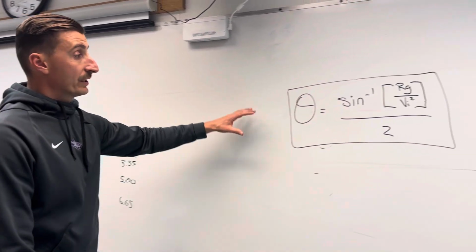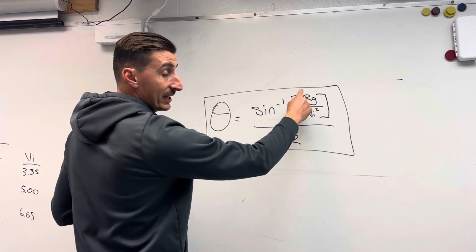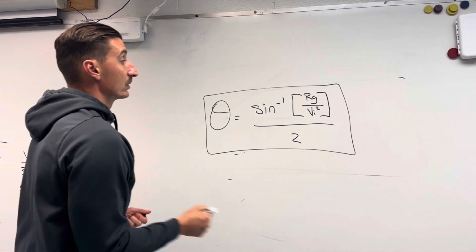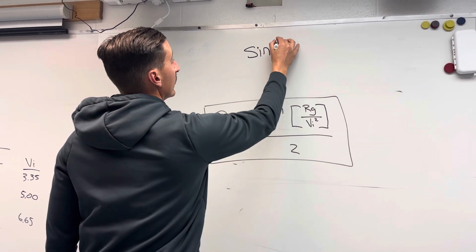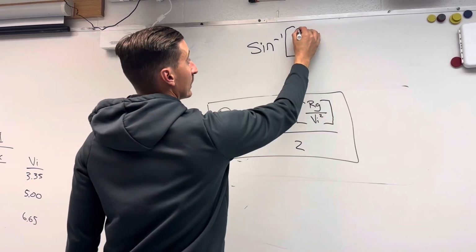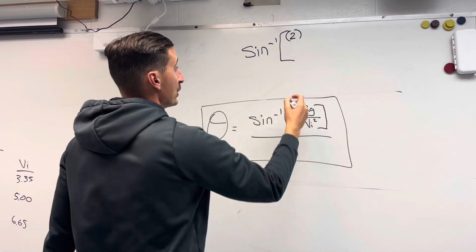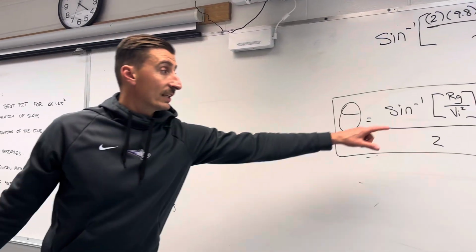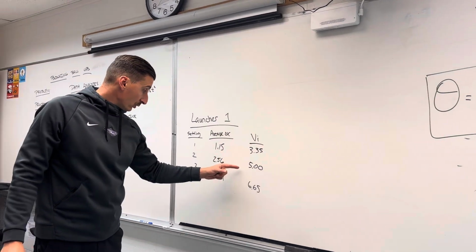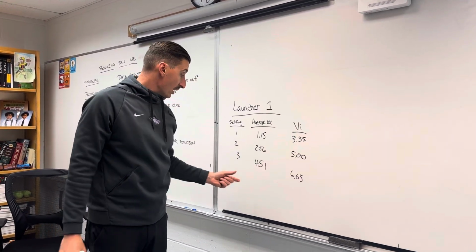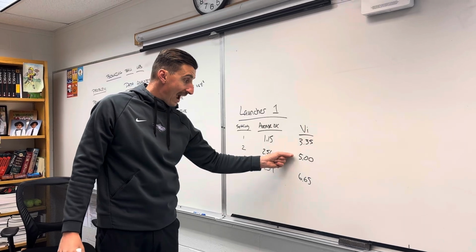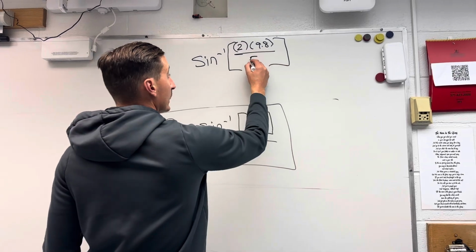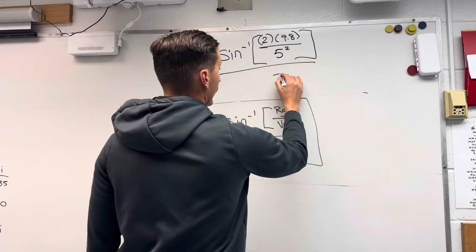Next, on the equation, my range is the distance I want to hit, so I'm going to put 2 in there. Let me do this so you can see it. I'm going to do sine inverse of the range I want to hit, which is 2. G is just 9.8, divided by the initial velocity that goes to the corresponding setting. I know I'm using setting 2, so I have to use the initial velocity from setting 2. I put 5 squared there because the initial velocity is squared. All of this divided by 2.